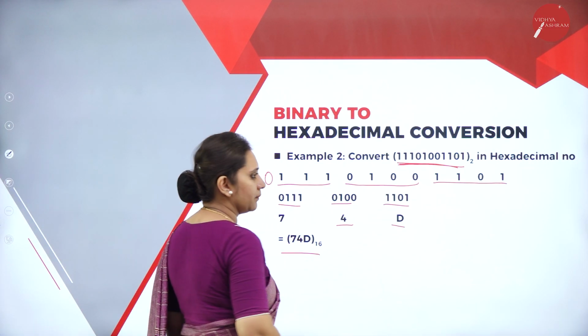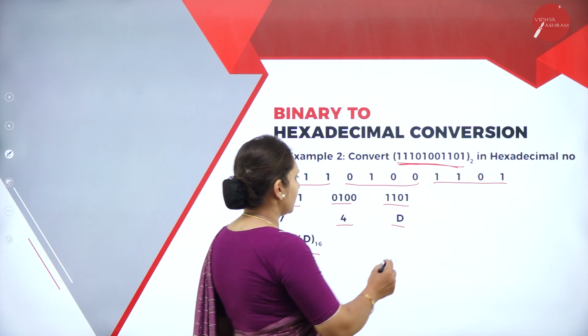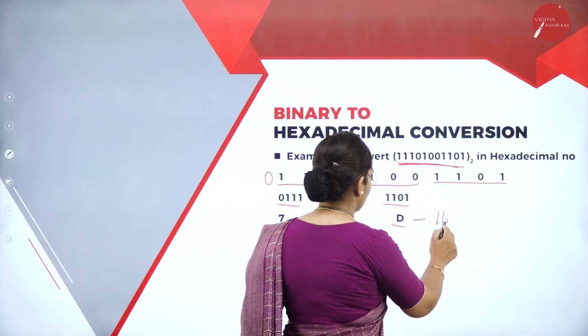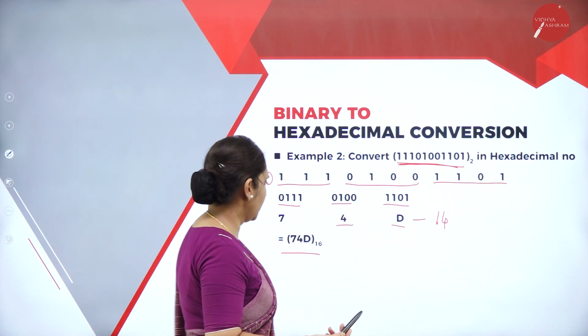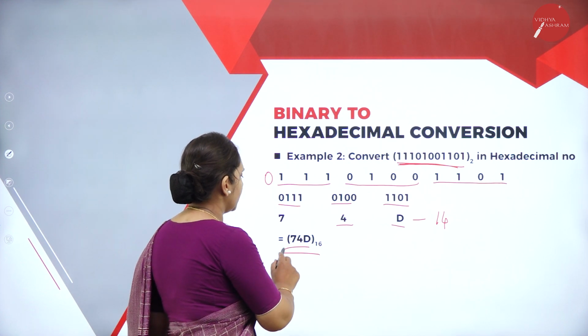means D. What do you mean by D? D is nothing but it is your 14. F is 15. So 74D is the answer.